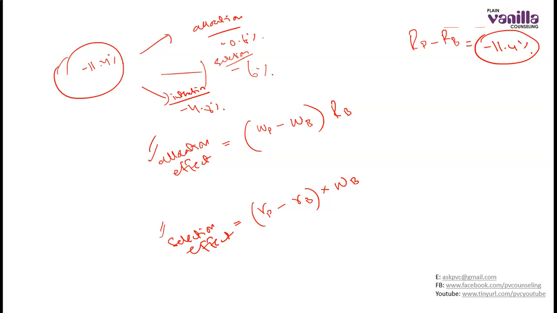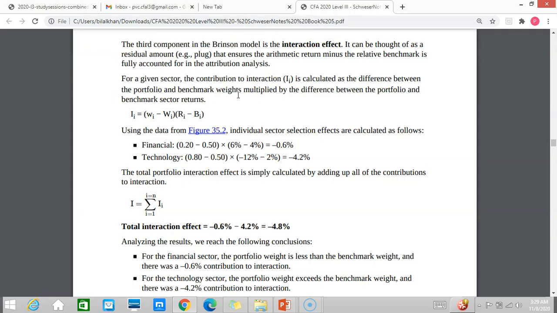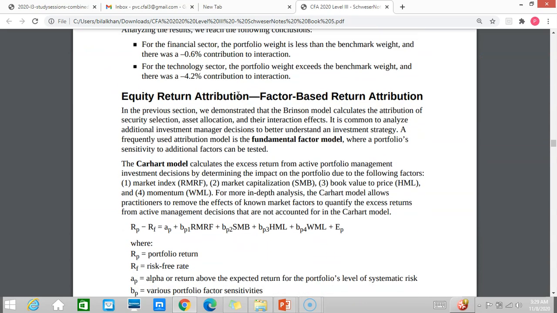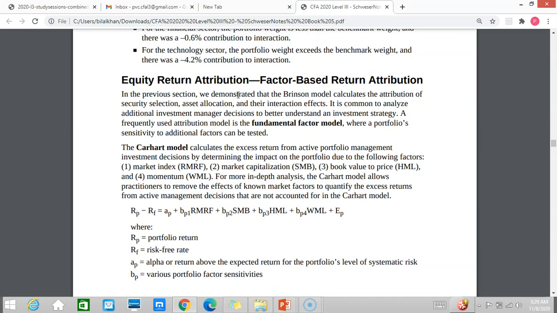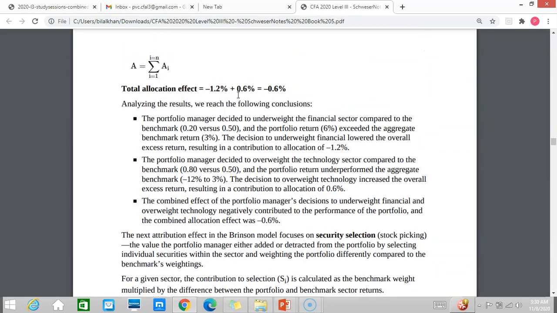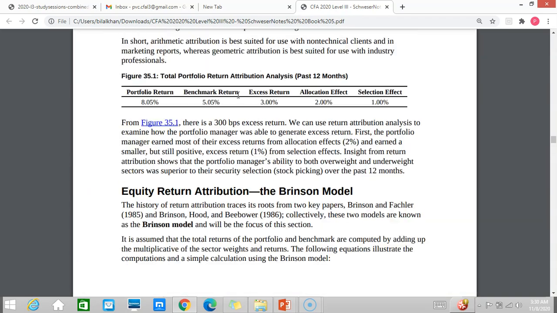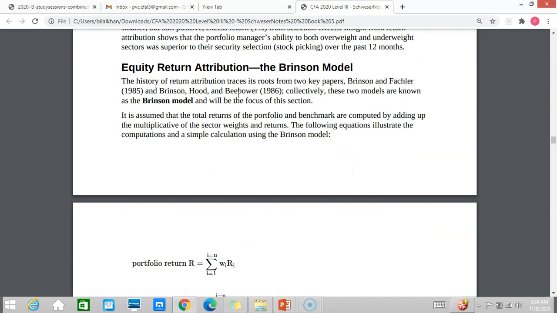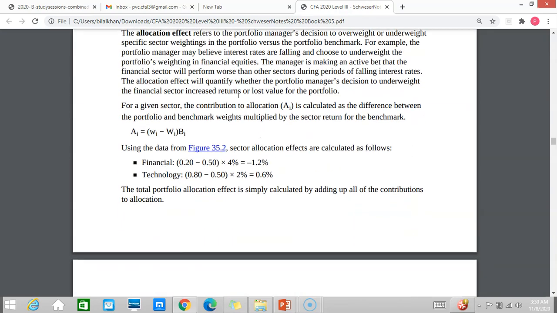So you should be able to calculate all of these, and you should be able to find out where the differential is actually coming from. The differential between your portfolio return and benchmark return, where is it actually coming from? How much is it coming from allocation, how much from selection, and how much from interaction? So this is Brinson model. Now moving on to another model.